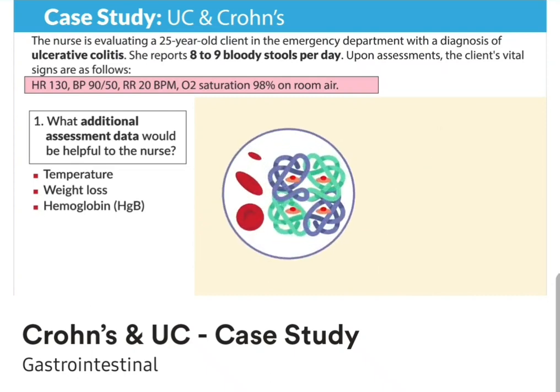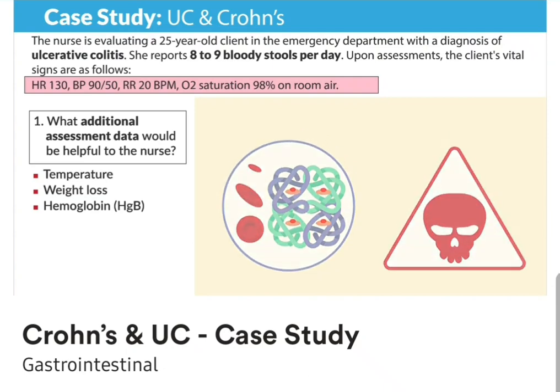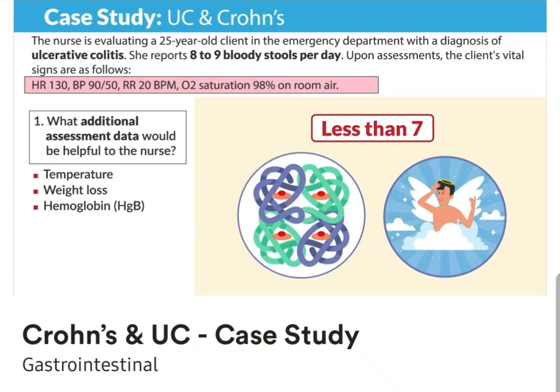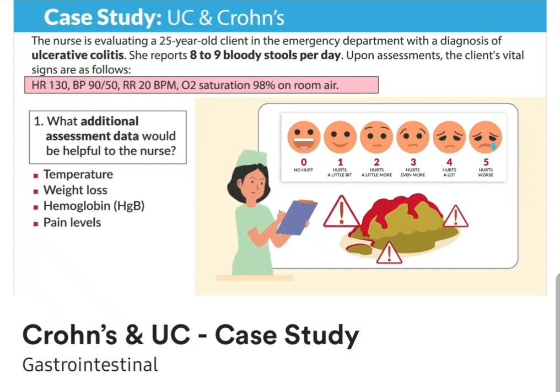The next one is hemoglobin. This is probably the most important, as the client can die from too much blood loss. So remember, hemoglobin less than 7 sends the client to heaven. And very lastly is pain levels. Now, this is not technically the number 1 priority, but pain should always be assessed with anyone having bloody stools.